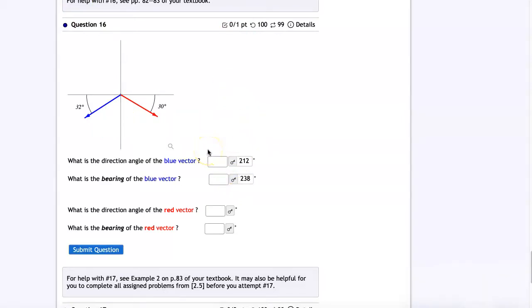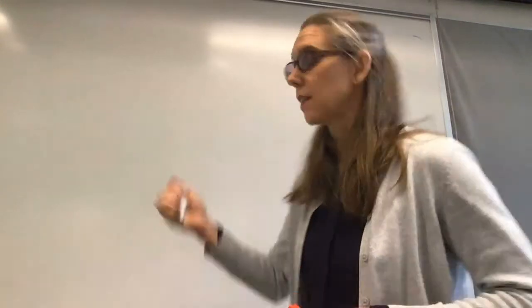So we're not dealing with method 2. We're just learning the difference between the direction angle we have been dealing with prior to this lecture and bearing method 1. Okay, so the next problem I'd like to work through is page 87, number 26.